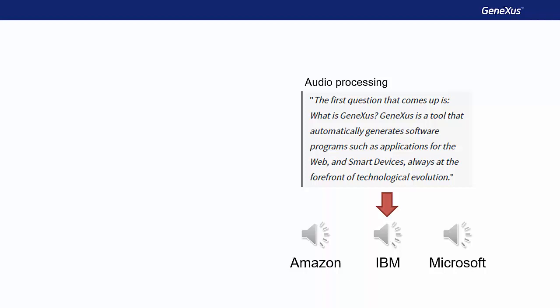It's worth pointing out that since Genexus can use different cognitive services, we can use the service that's more suitable to each task, thus achieving the best results.